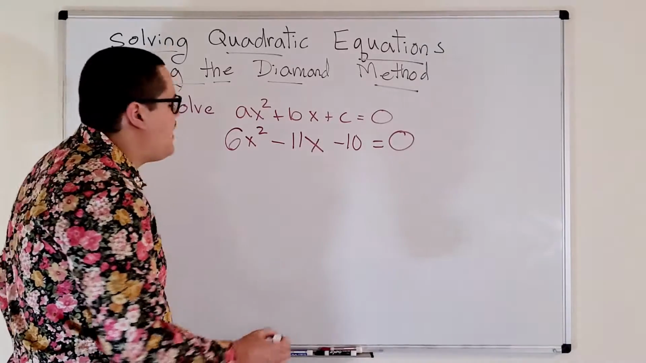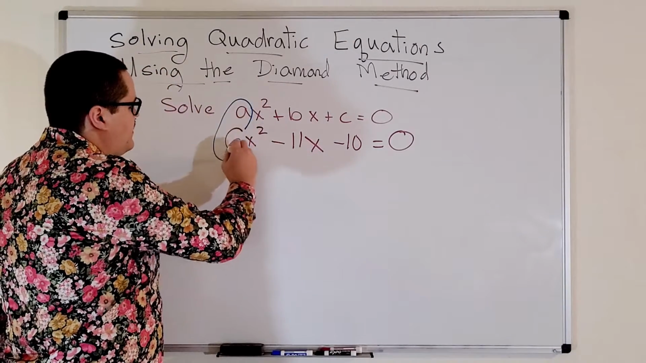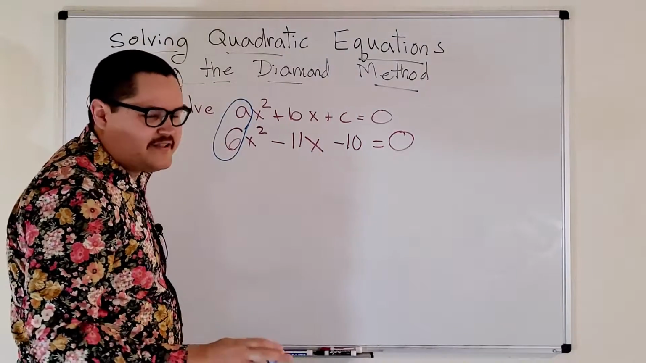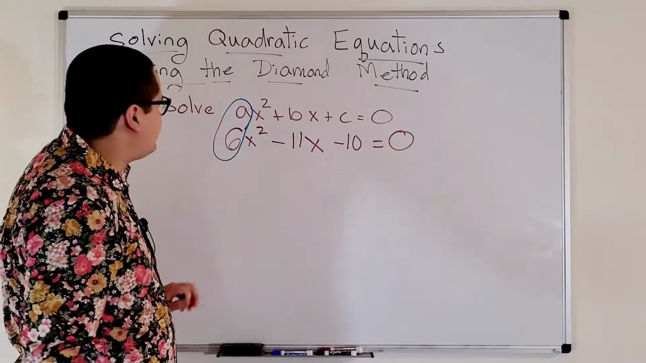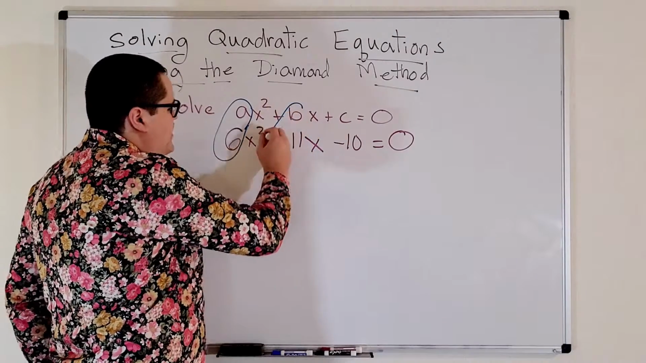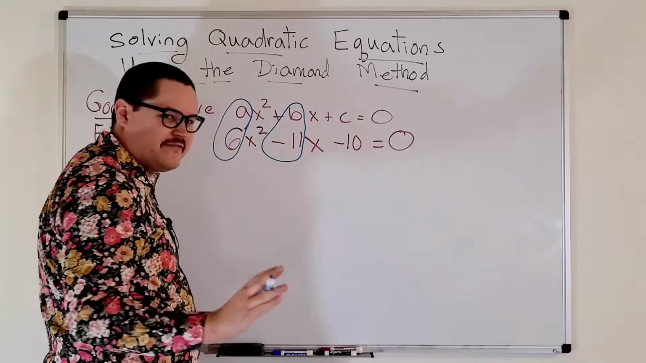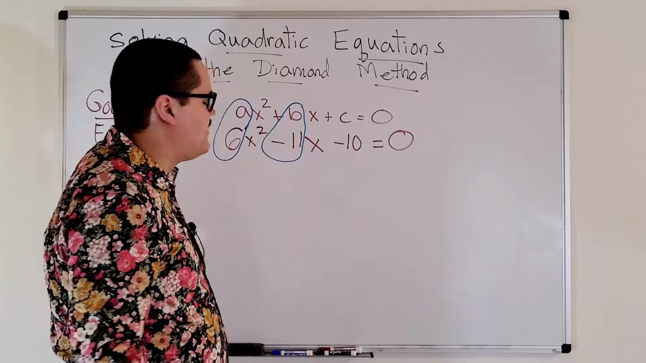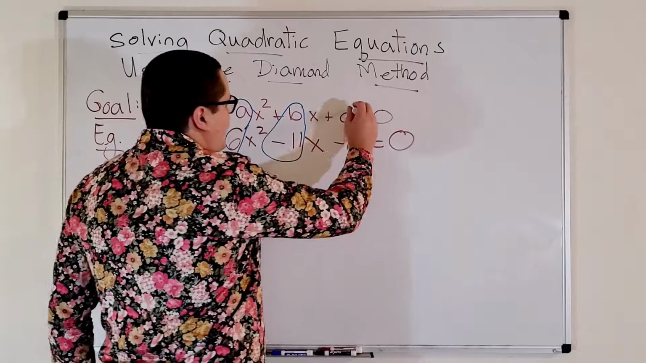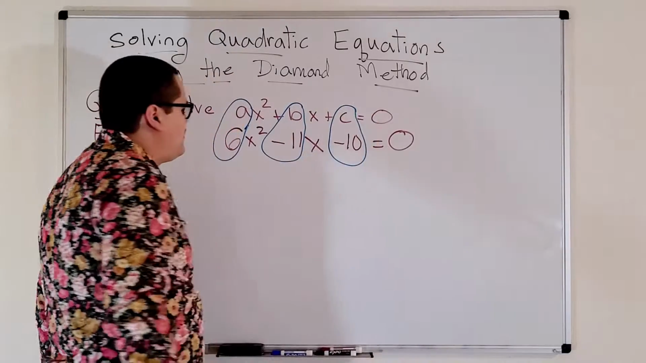So here, a is 6. It's not 6x squared, it's just 6, so only take the coefficient. Similarly, b is negative 11, not negative 11x, just negative 11. And c is negative 10. Okay.